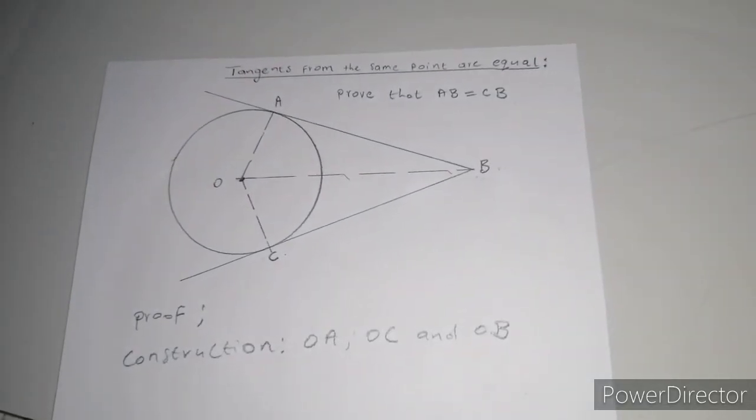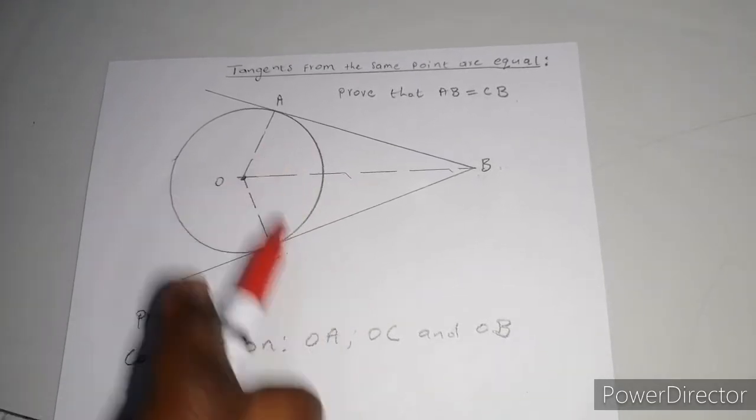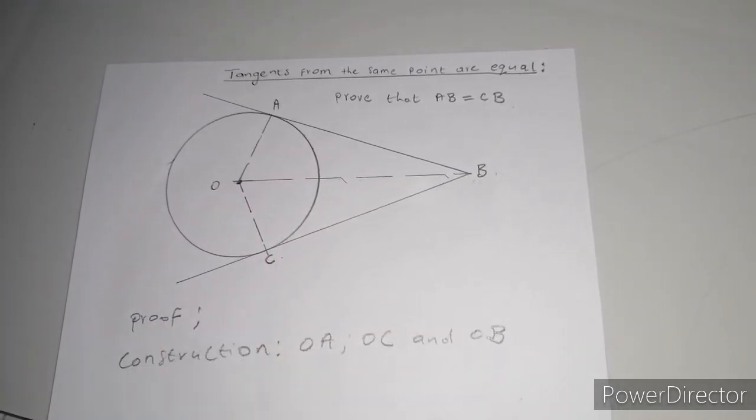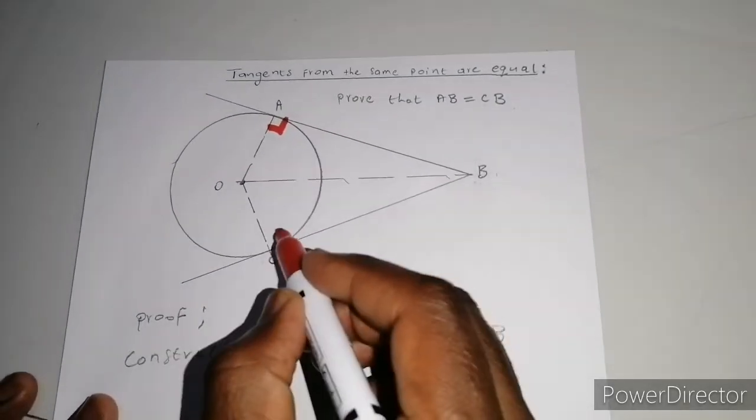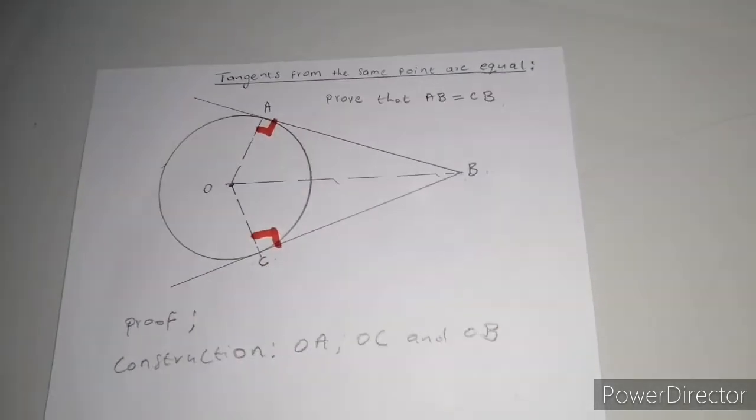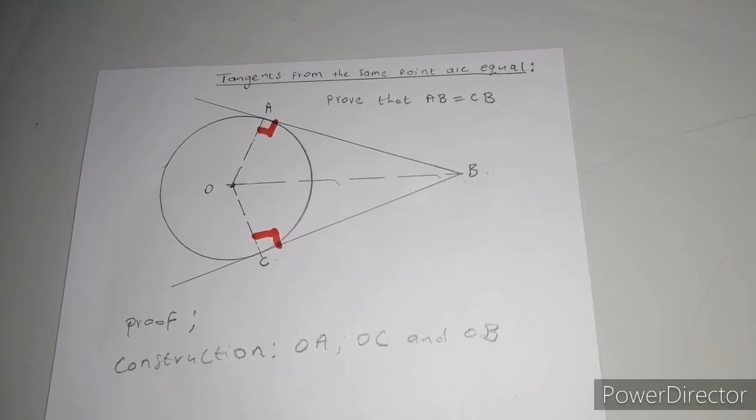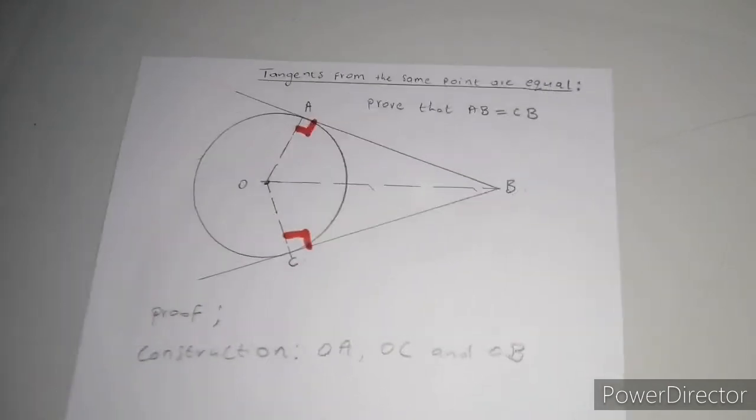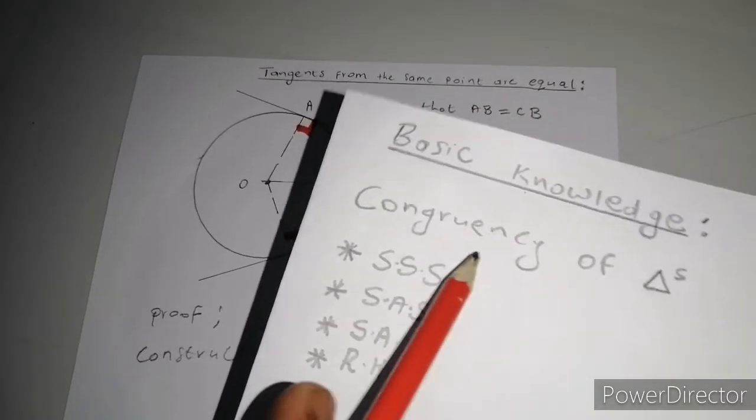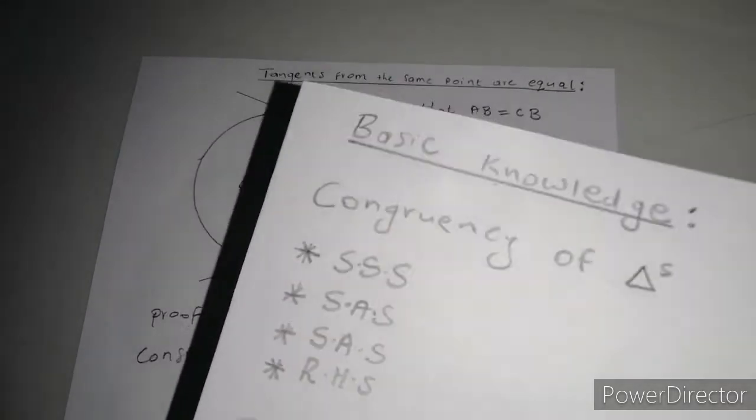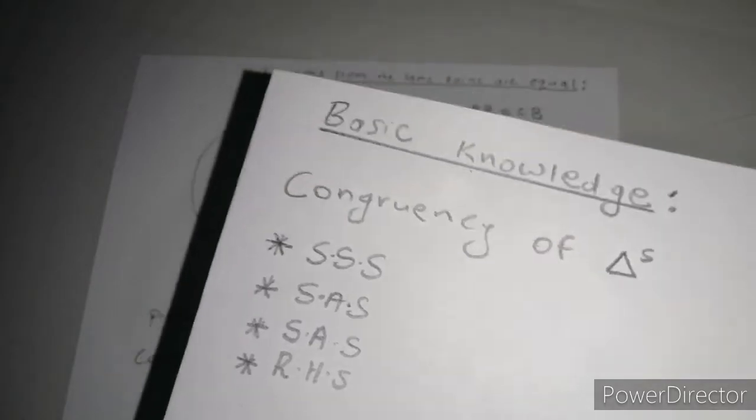Right. After constructing, we can see we have two triangles. These two triangles, we're going to prove them congruent to each other. Then we finish with this theorem. This theorem is the simplest. Right. We know that radius is perpendicular to tangent at point of contact. Now, we're going to mention sides that are equal, angles that are equal, so that at the end, one of these properties is satisfied to conclude that those triangles are congruent to each other.